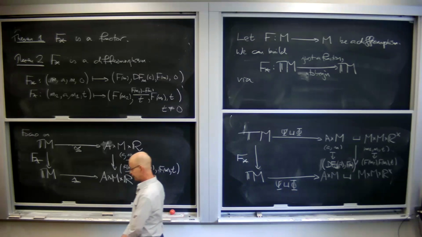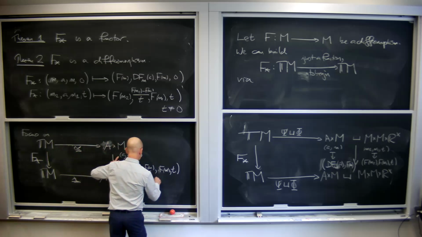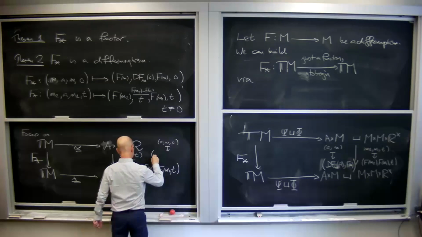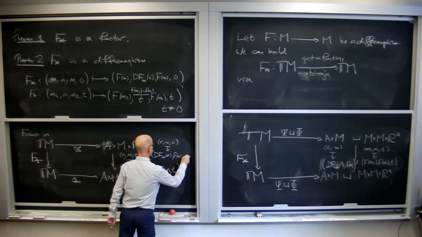So we had already proved before that the tangent groupoid of M is isomorphic to A cross M cross R. We know that the right hand side is an isomorphism. Using that, we want to prove that F star is a diffeomorphism. And I'm trying to show that it's a smooth map by writing down a formula for it. This is what happens when t is not 0, and when t is 0, as we saw, let me just write it again. This is the derivative of f at the point m applied to a, comma f of m, comma 0.